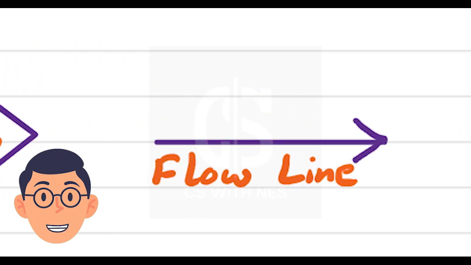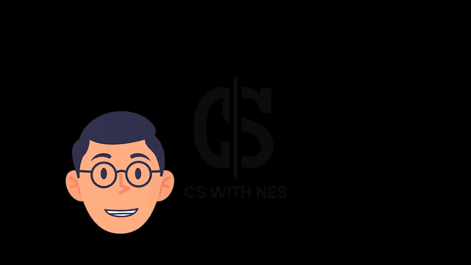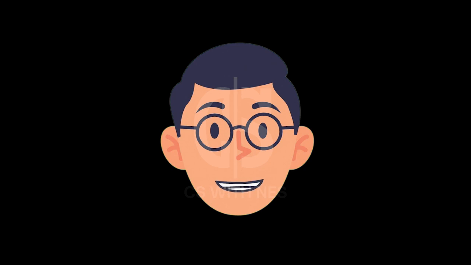Flow lines or arrows connect the symbols and indicate the direction of the flow within the flowchart. They illustrate the sequence of actions or the order in which the process occurs. Now that we have a good understanding of the symbols, let's explore a real-world example to see how flowcharts can be applied.